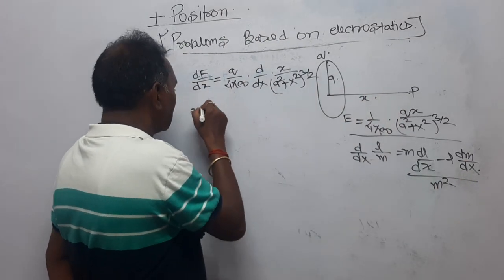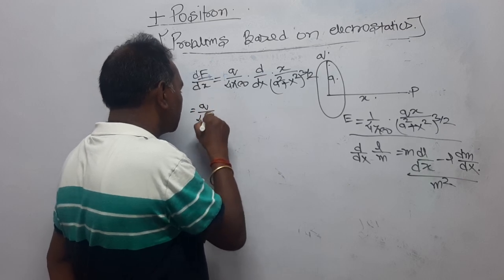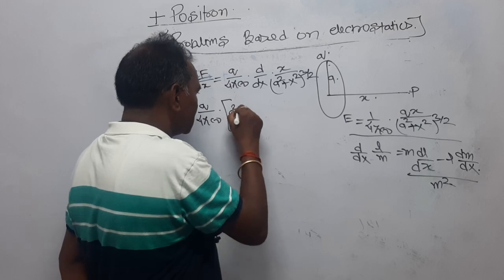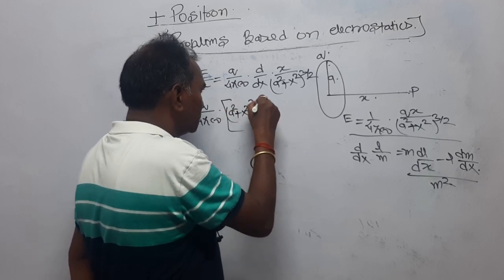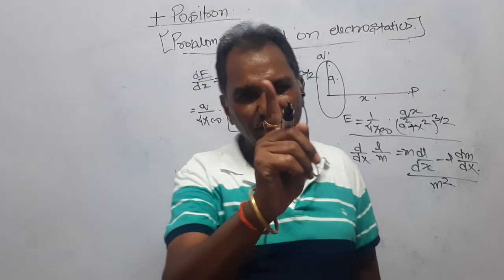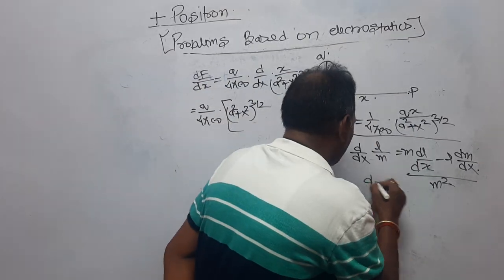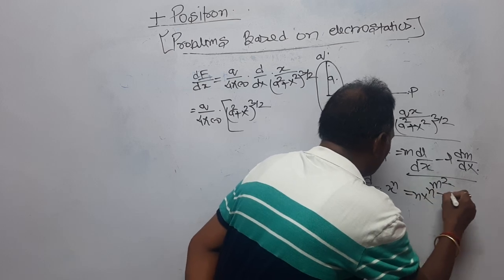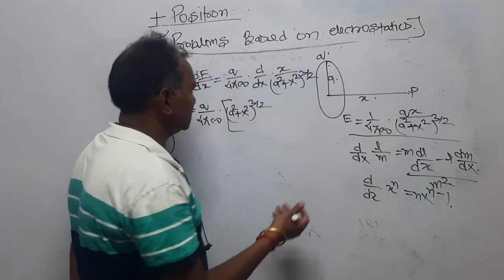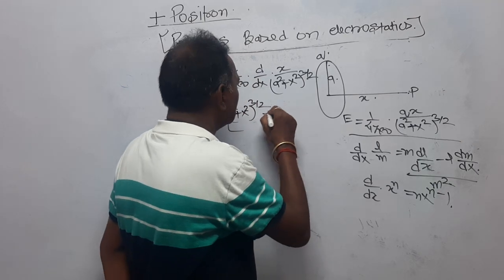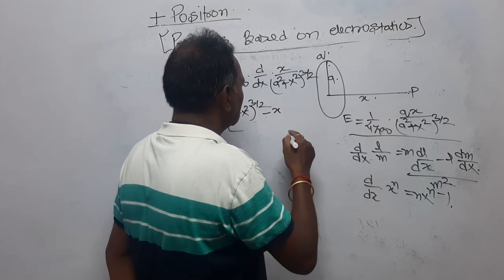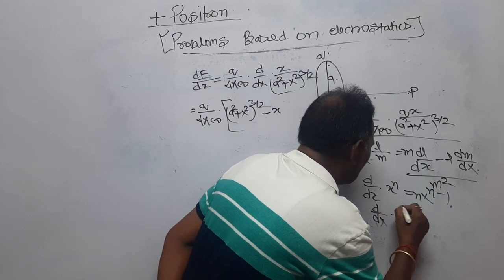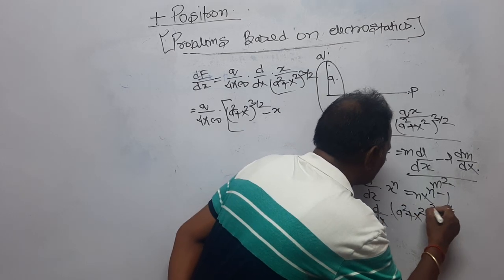This is what I am applying. Look here, q upon 4 pi epsilon naught, take this out. We have a square plus x square to the power 3 by 2. Now d by dx of x is 1, right? You know the basic formula used is d by dx of x to the power n is equal to n x to the power n minus 1. So d by dx of x is 1. Minus, take x out, that is d by dx of a square plus x square to the power 3 by 2.